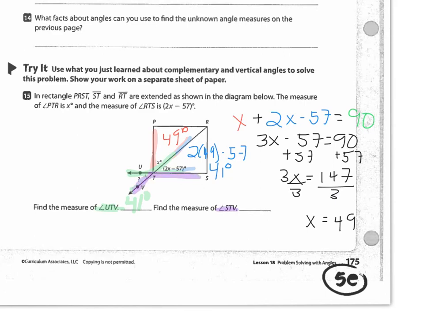And I can tell that that angle makes a straight line with angle UTV. So since angle UTV is 41 degrees, I know that I need to take 41 degrees and subtract it from 180 because those two angles are supplementary. They make a straight line together. So I get that STV is 139 degrees, since the two angles, UTV and STV, are supplementary.